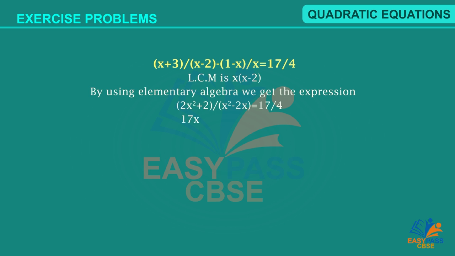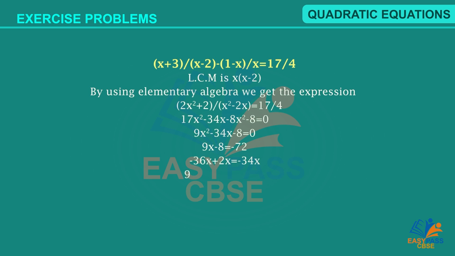Just do cross multiplication. We have 17x square minus 34x equals 8x square plus 8. Or we have 9x square minus 34x minus 8 is equal to 0. Here we have x square coefficient is 9 and the constant is minus 8. So, 9 times minus 8 is minus 72. I want a middle term minus 34. The suitable terms are minus 36 times 2.